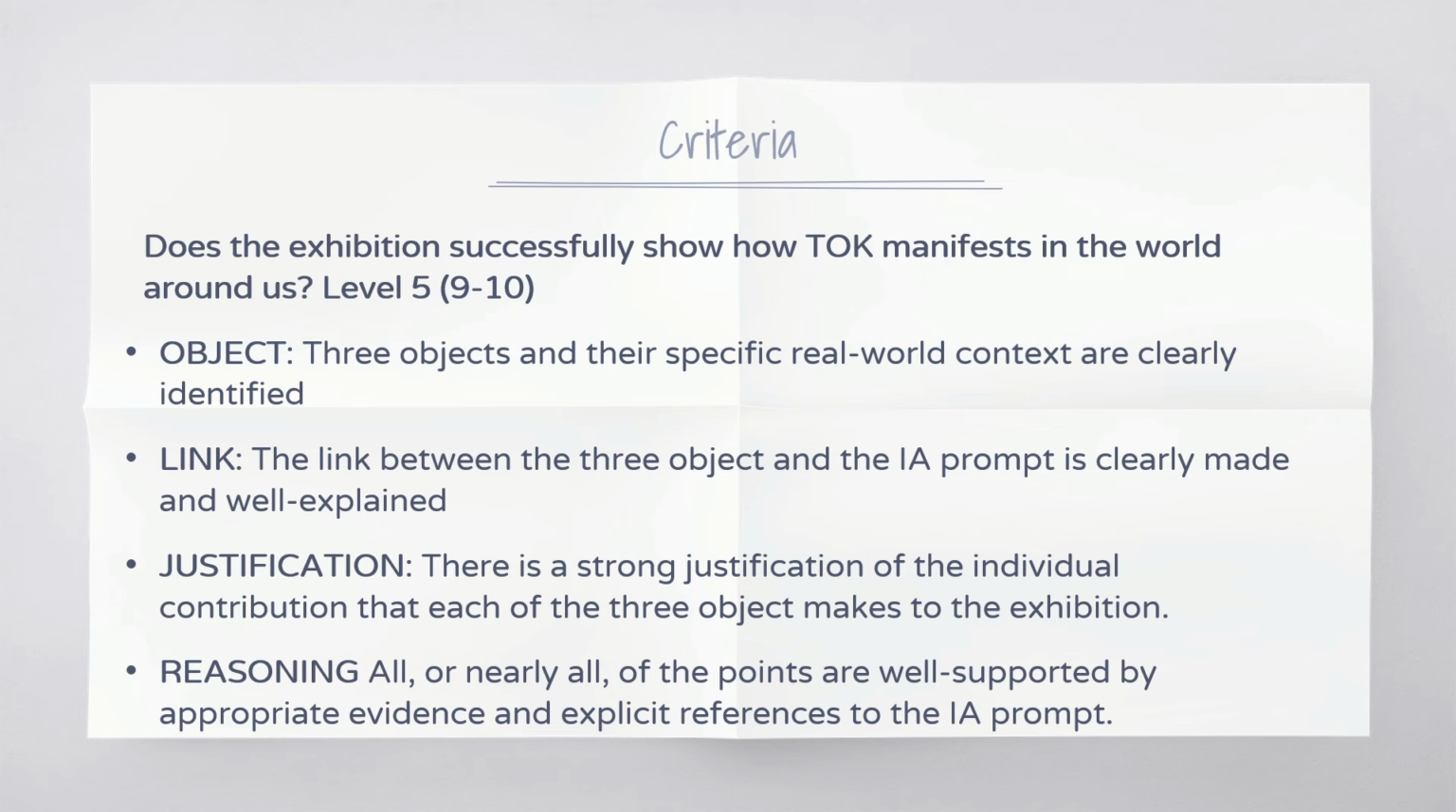You may use reasoning from the object and evidence and examples from the object or outside references to academic or the IA prompt. And then finally, you've justified the distinct contribution that the object makes to the exhibition overall, ensuring that your justifications do not overlap between the three objects.